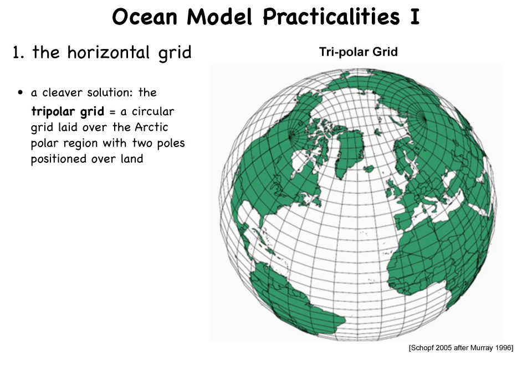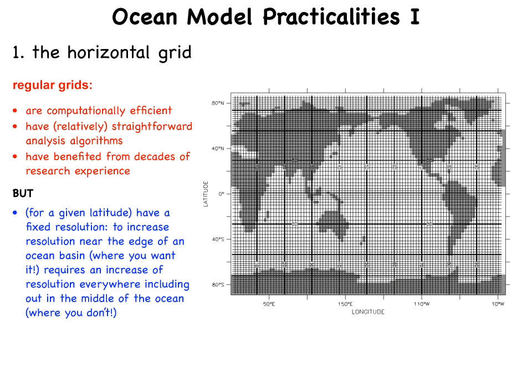So they came up with this nice idea to get rid of the problem of this convergence at the North Pole. We can sit a circular grid over the Arctic basin. Now we have two convergence points, but they very conveniently lie in the middle of Canada and Russia. So that's a very nice ocean solution for your convergence problem. So regular grids have some advantages. They're very computationally efficient. They have relatively straightforward analysis algorithms, and they really have benefited from decades of research experience.